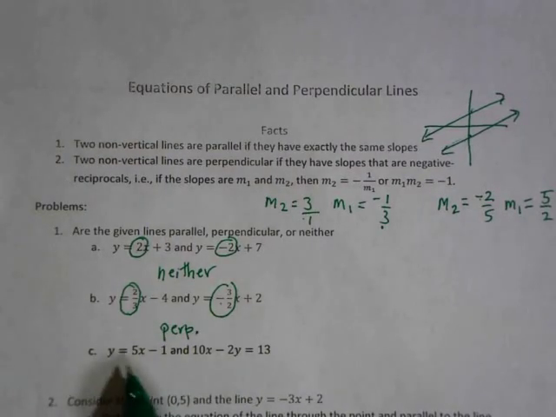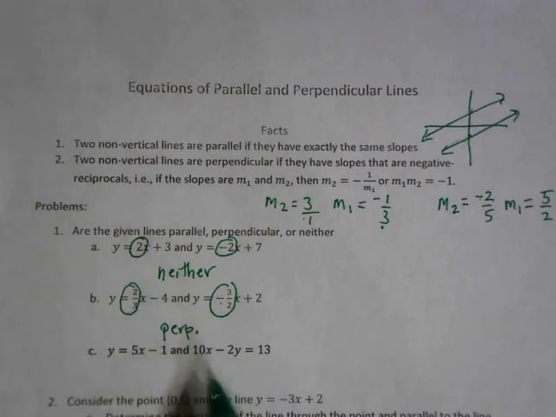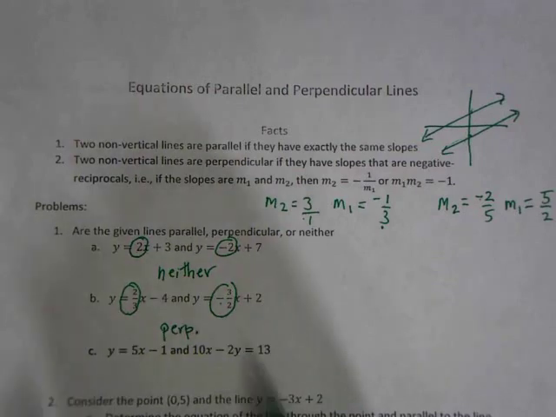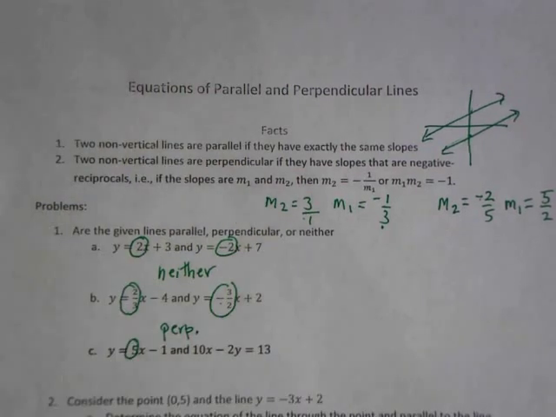This one, y equals 5x minus 1, and 10x minus 2y equals 13. All right, we have to do a little work on this one, because right away we can tell this one has a slope of 5. However, with this equation, I can't tell its slope. To tell its slope, I really need to get the y all by itself.